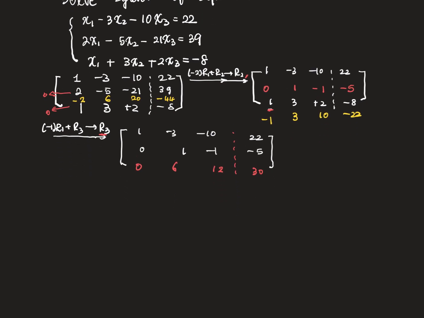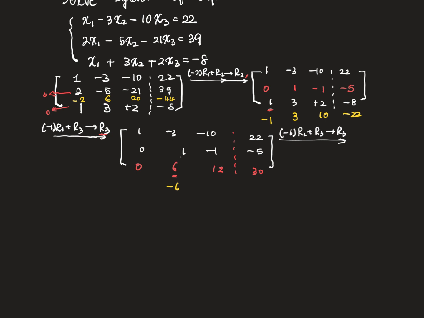Next, this entry should be 0. That means you need a -6 right there. How do we make a -6? Another row operation: -6 times R2 plus R3 goes to R3. That's what you need.